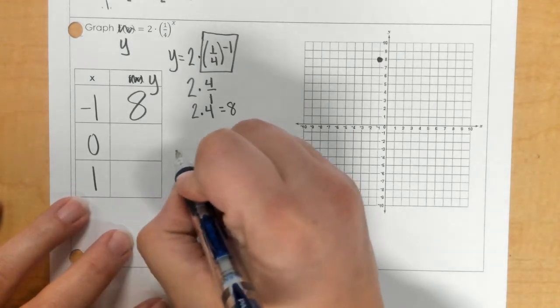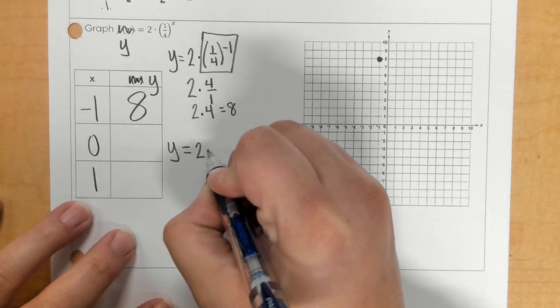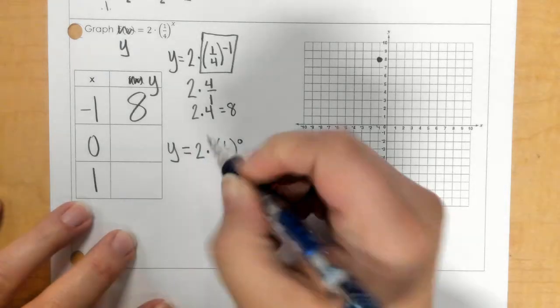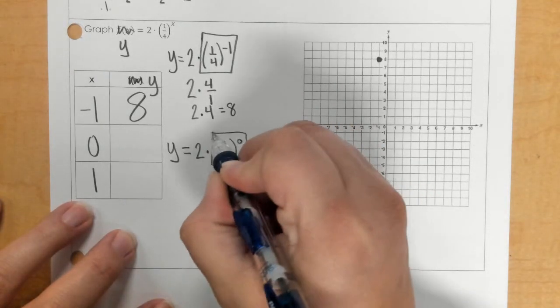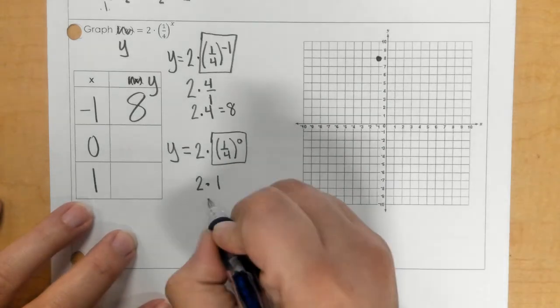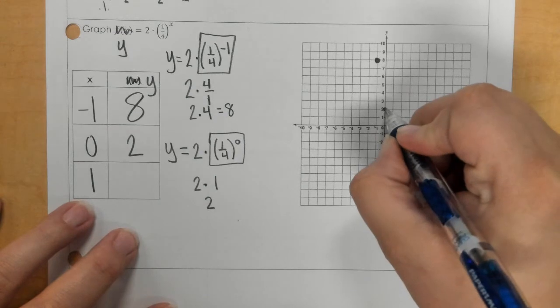Okay, then for the second part, we have 2 times 1/4 to the 0 power. Again, the whole fraction to the 0 power is 1. And 2 times 1 is 2. So I would graph 0, 2.